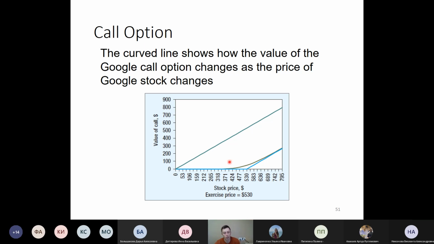Depending on the different stock price, we would have a different value of the option, which is presented here on the green line, and the boundaries are predetermined. So this is something that we discussed with you here. This is presented on the chart for our example.